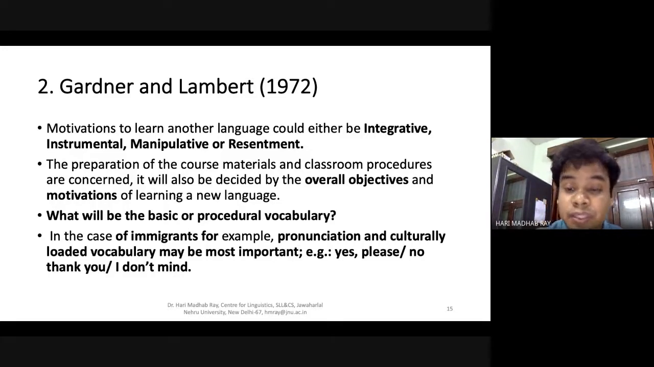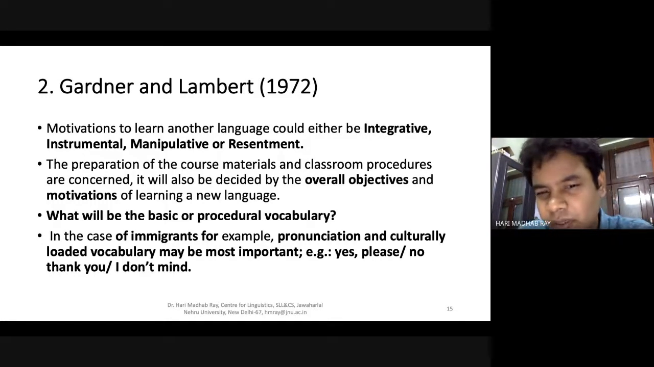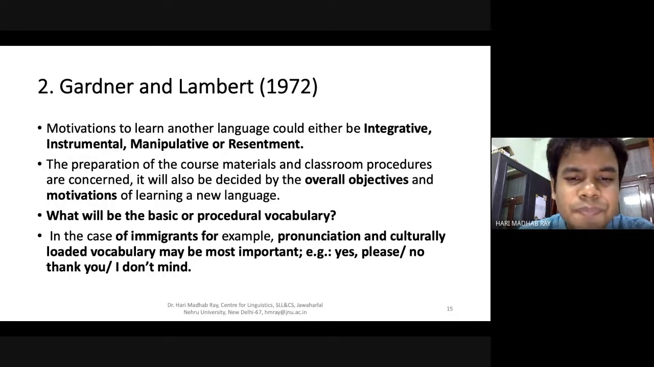They would like to enrich the pronunciation part. So pronunciation and culturally loaded vocabulary may be most important for those people, not necessarily other aspects, not the writing aspect to some extent. So yes, please, no, thank you, I don't mind. There are many other things related to the culture, cultural aspect things and all. So it depends, you see.